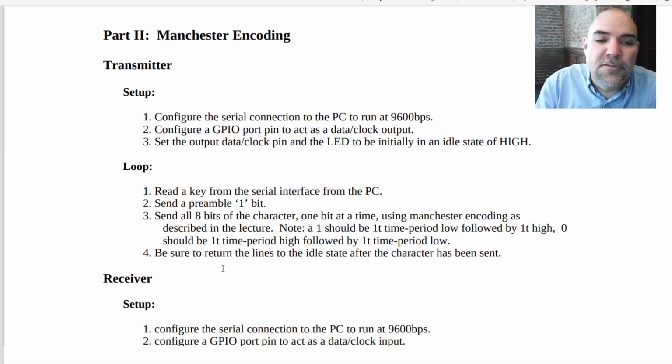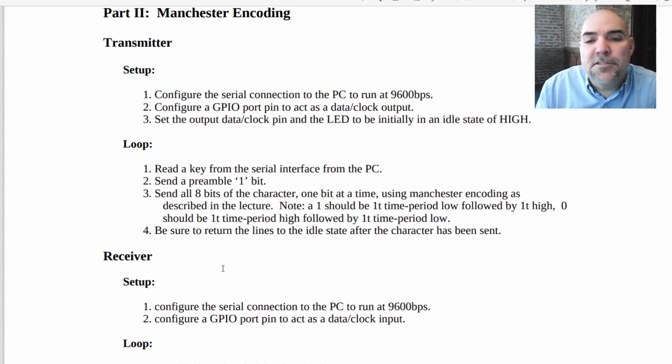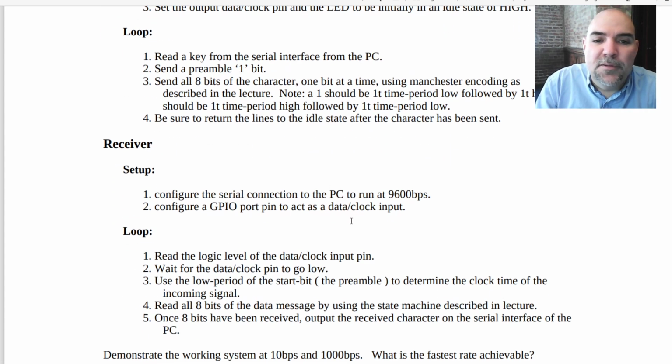Now the second program is doing the same thing, but using Manchester encoding. And for Manchester encoding, go back and look at the lecture, but I give you a description here that a logic 1 is a 1T low followed by 1T high.